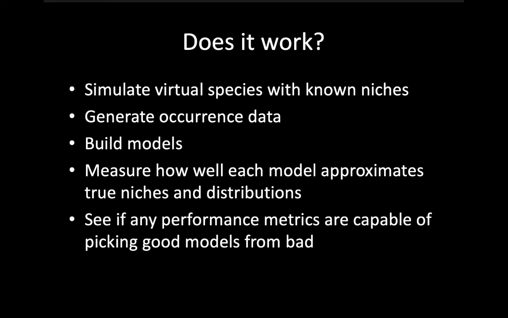So this is all very much in progress, so I'm not going to delve very deep into the outcomes here because they are potentially still in flux. But what we did is we simulated virtual species with known niches, we generated artificial occurrence data, built some models, we measured how well each model approximates the true niche and a true distribution of the species that we simulated, and then we looked at whether any of our geographic or environment-based performance metrics are actually capable of picking good models from bad ones under these conditions.